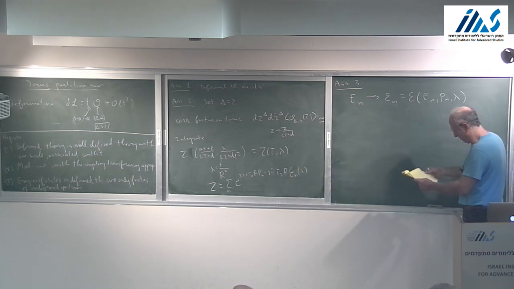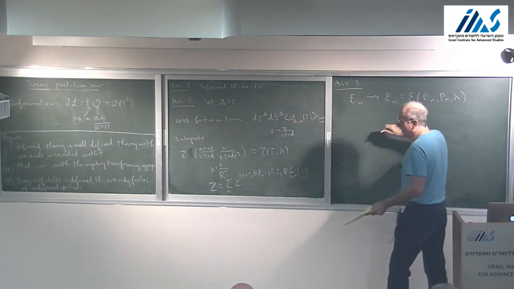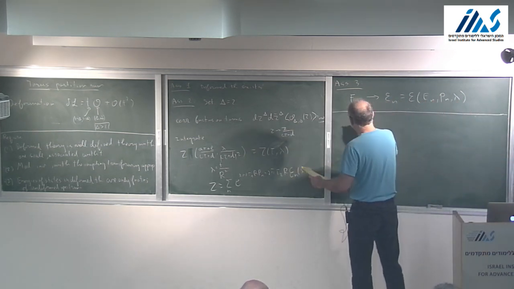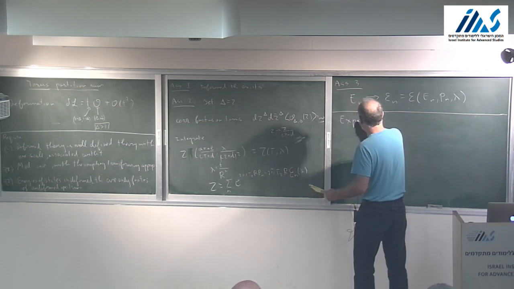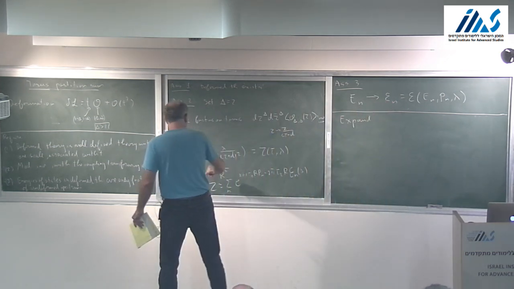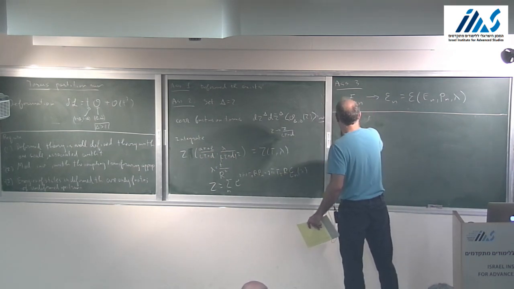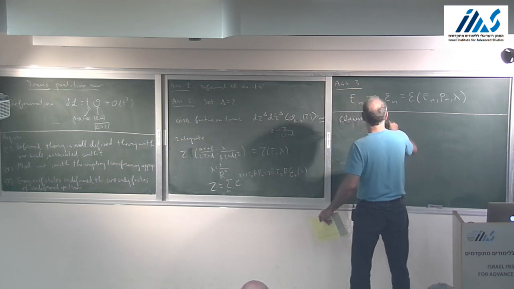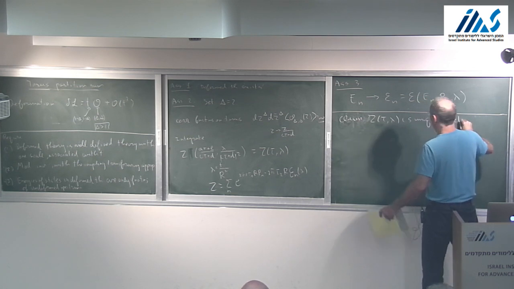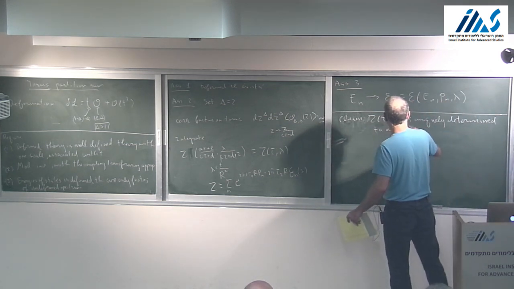So that's the situation. Now, I'm going to assume those three things, and here is what I'm going to do with them. My purpose from now on is to prove the following statement. Let me write it here. Claim: Z of tau and lambda is uniquely determined by these conditions that I stated, to all orders in lambda.